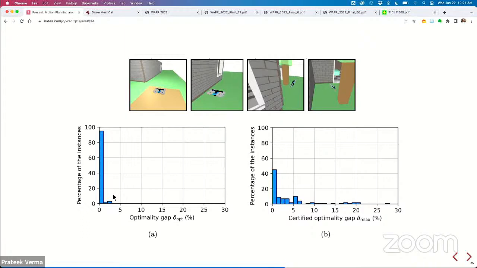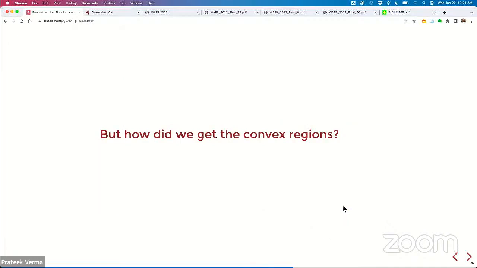And that certified optimality gap, solving only convex problems, is also very good. It's not as good as the true one; in practice, it performs better than it can prove it performs. Okay, but it's pretty encouraging. Okay, how do we get to convex regions?